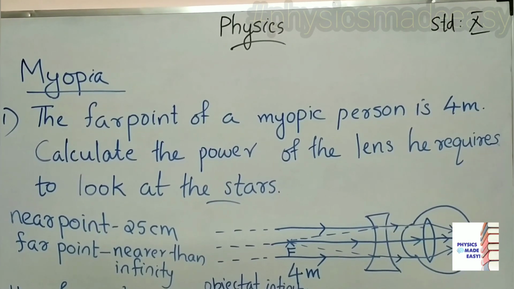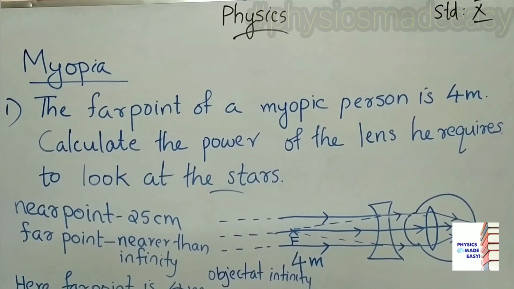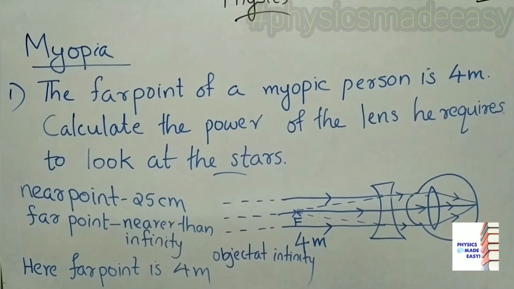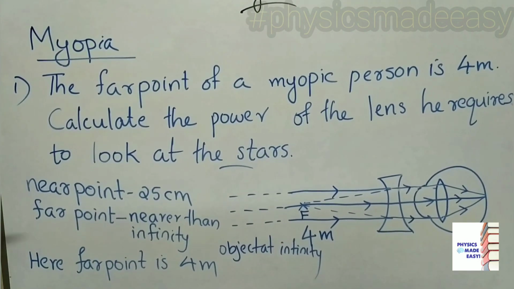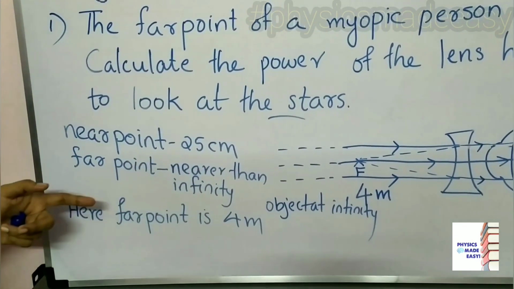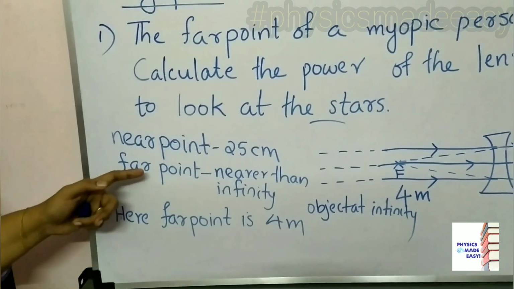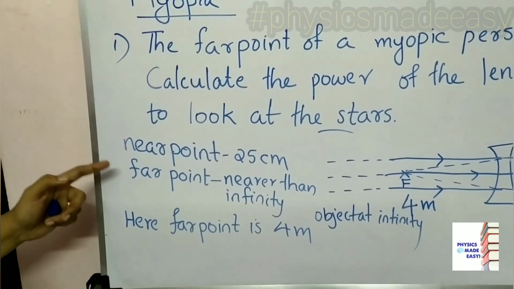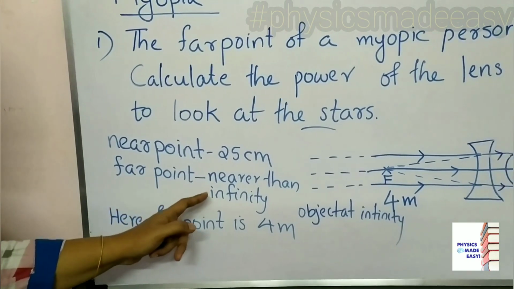You know about myopia. That person can see nearby objects but he cannot see distant objects. So we can say his near point is 25 centimeter like a normal eye. What about the far point? He cannot see the distant objects. That means here the far point is nearer than infinity.